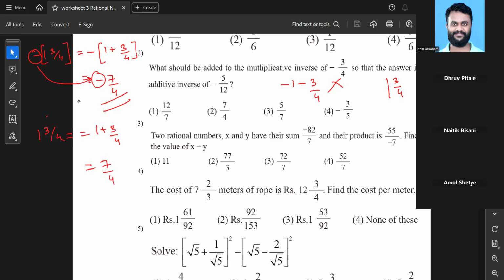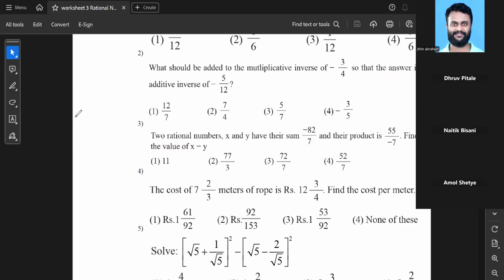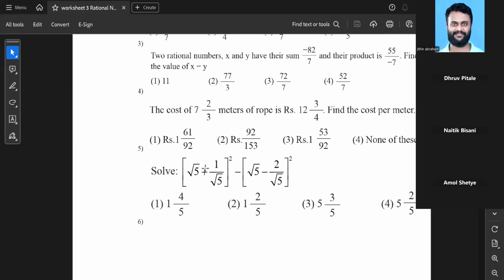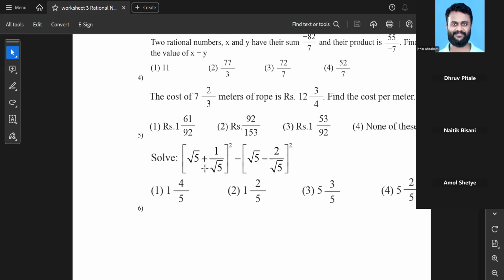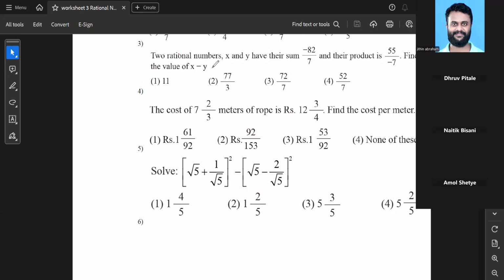So, dear children, let's proceed to the next problem. That is question number 4. Let me just check whether I've written the answer key for question number 3. Yep, I have. So, question number 4 goes like this. Two rational numbers x and y have their sum -82 by 7 and their product 55 upon -7. Find the value of x minus y.